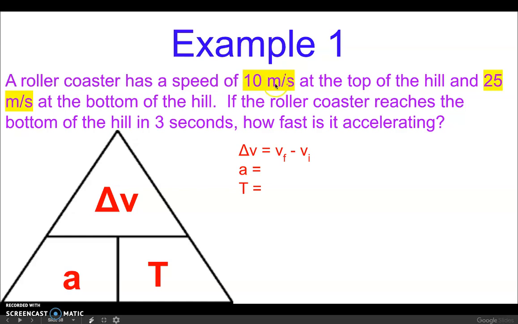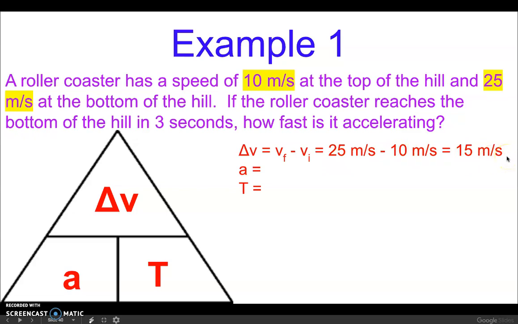So the roller coaster started at the top, so that's going to be V initial. It ends at the bottom, that's going to be V final. So V final is 25 meters per second, V initial is 10 meters per second. 25 minus 10 equals 15 meters per second.